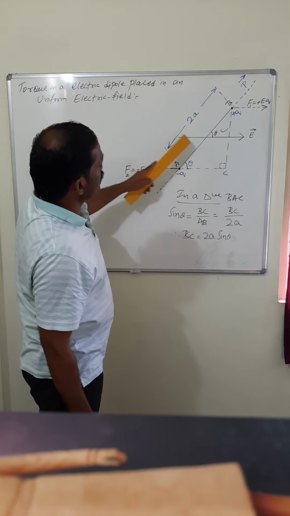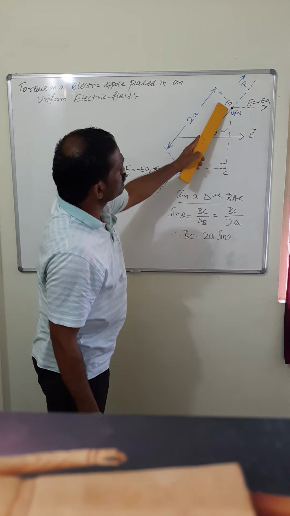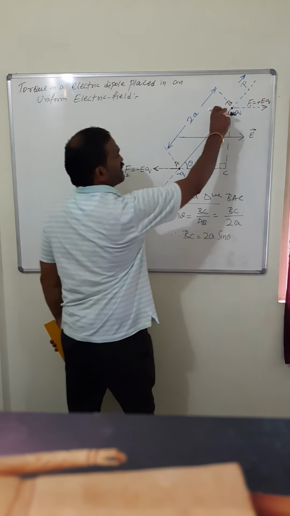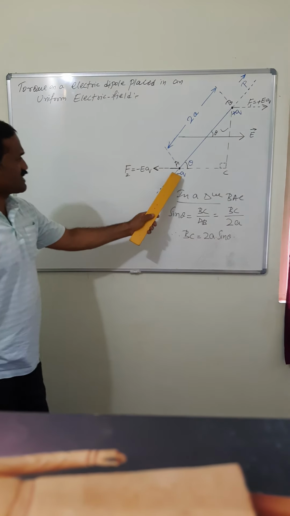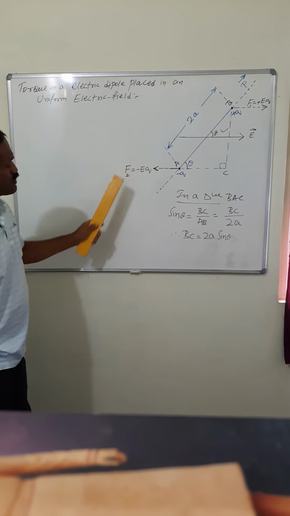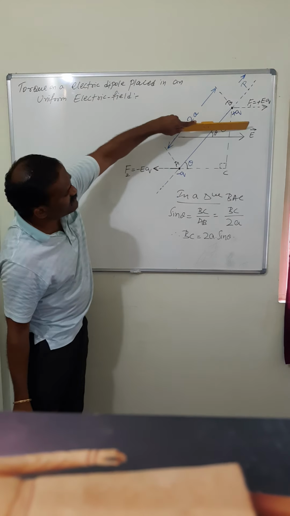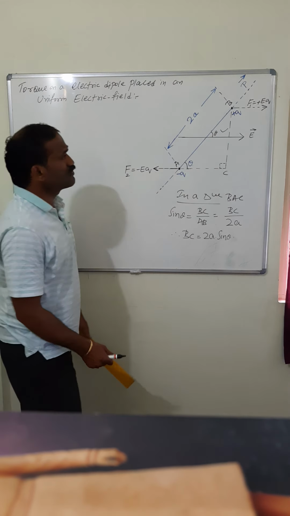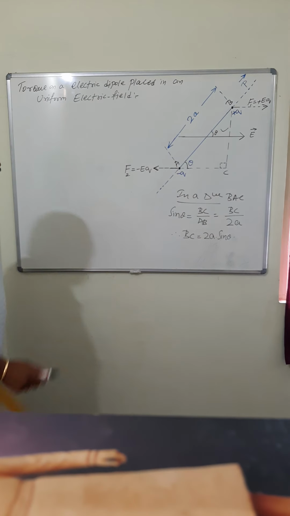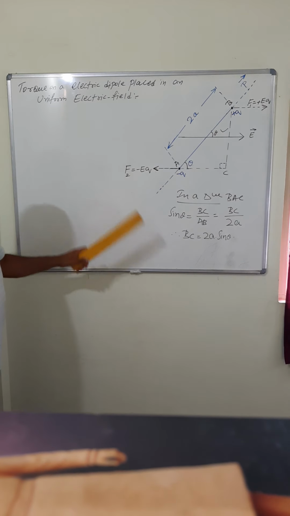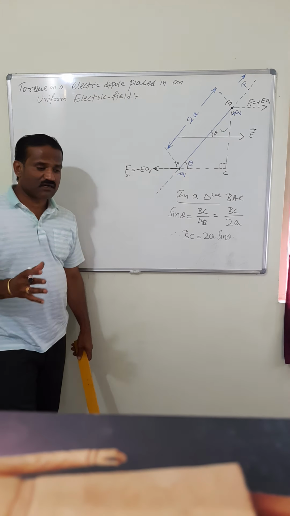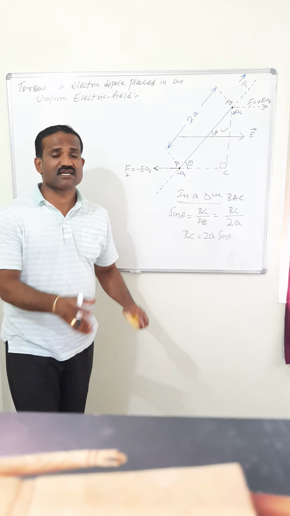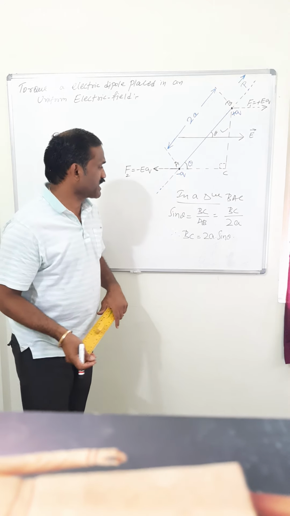Therefore, this is plus q. If the electric field is exerting a force on plus q in this direction, the electric field exerts a force on minus q in the opposite direction. The electric field is in this direction, and the force on a negative charge is opposite to the direction of the electric field. What happens now? F1 is equal to plus EQ, F2 is equal to minus EQ. F1 and F2 are equal in magnitude but opposite in direction. They will constitute a couple, hence the dipole will start rotating.